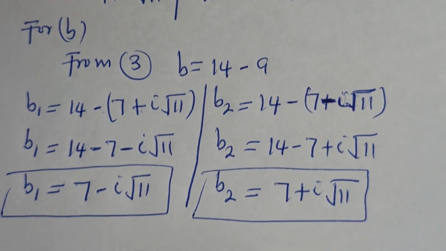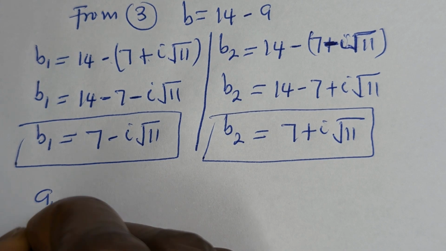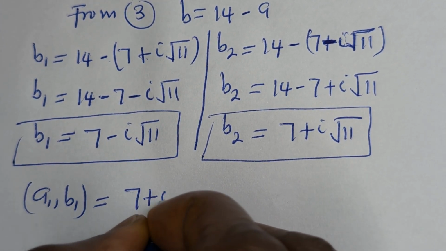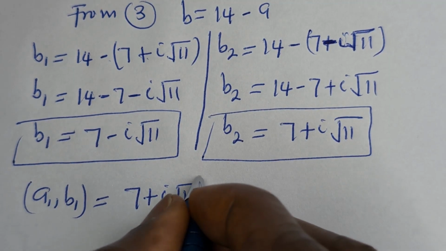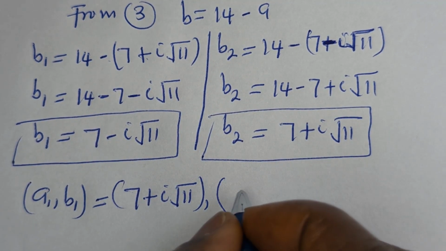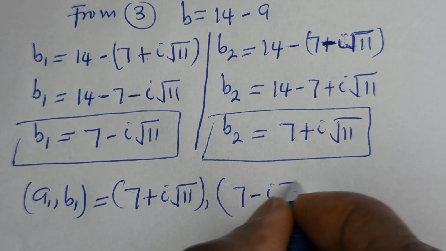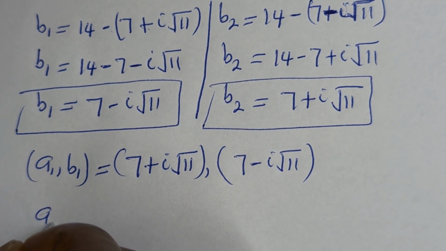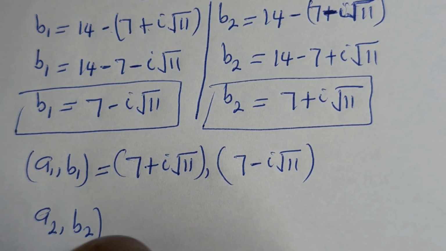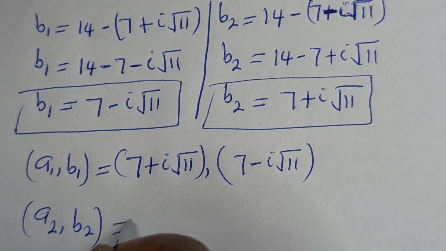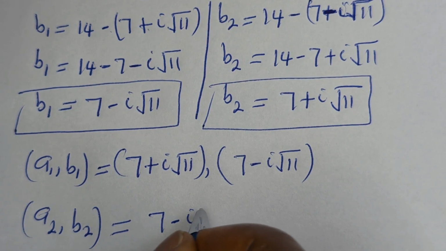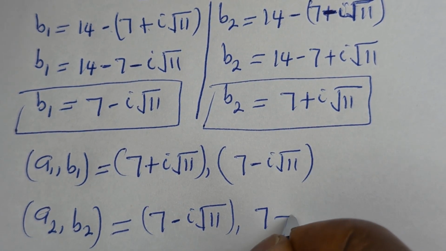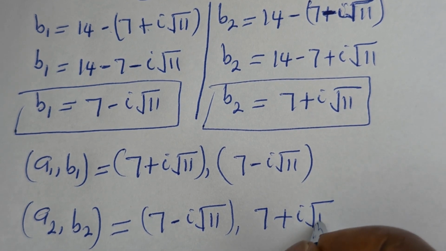Therefore, our final answers are A1, B1 is equal to 7 plus I square root of 11, 7 minus I square root of 11. Then A2, B2, this is equal to 7 minus I square root of 11, 7 plus I square root of 11.